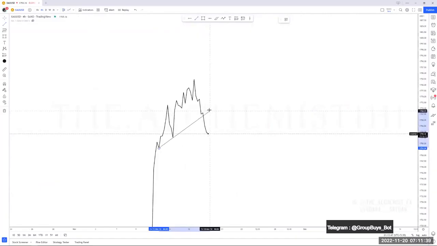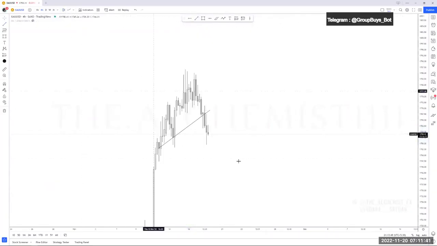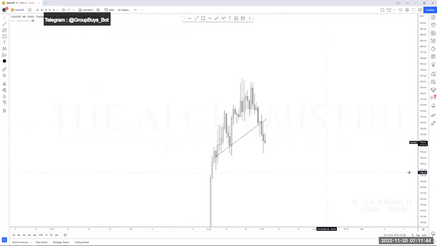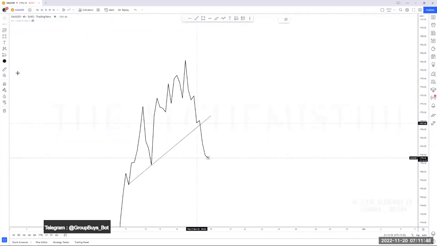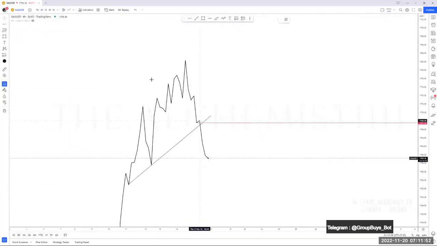What happens? Break. Yeah, almost into it. See that? Okay, so where did it tap into? It tapped right into the support. The support broken, it turns into what? Resistance, right? So we had two zones of interest like this.